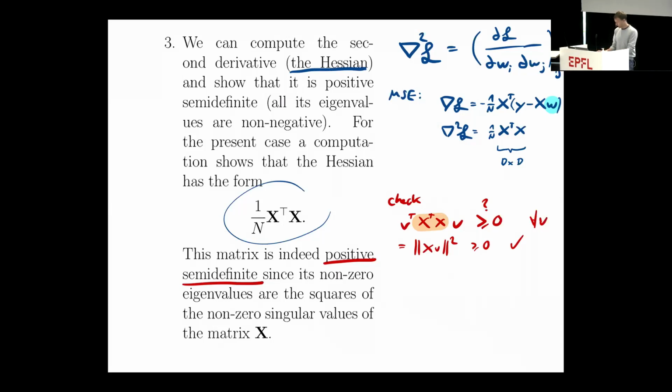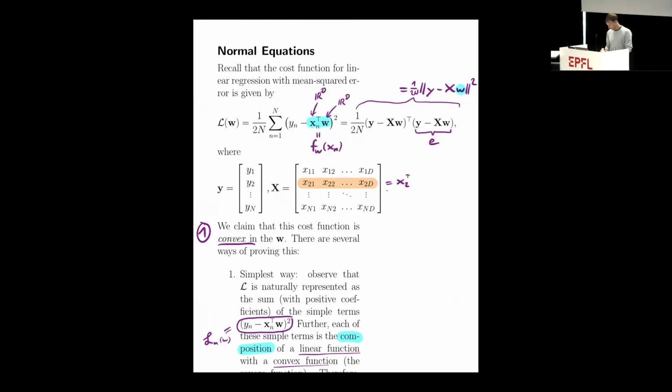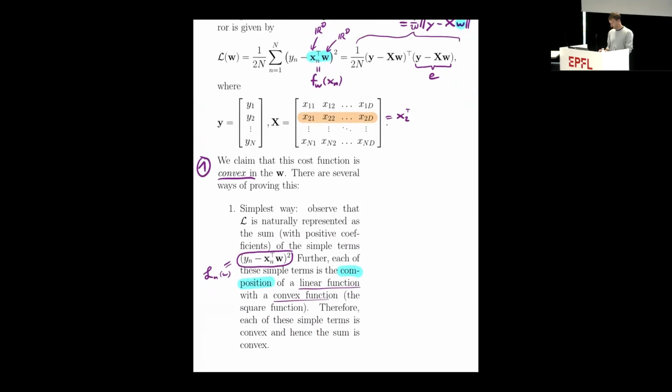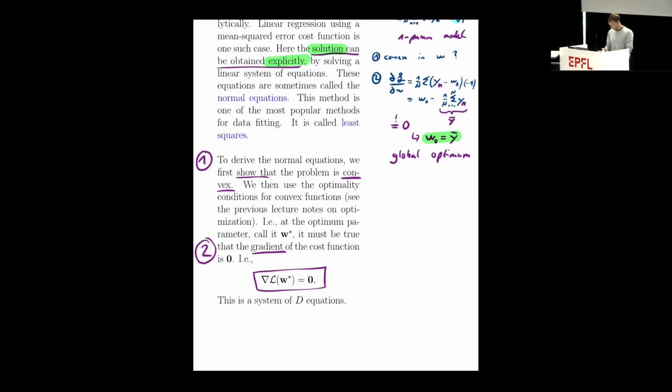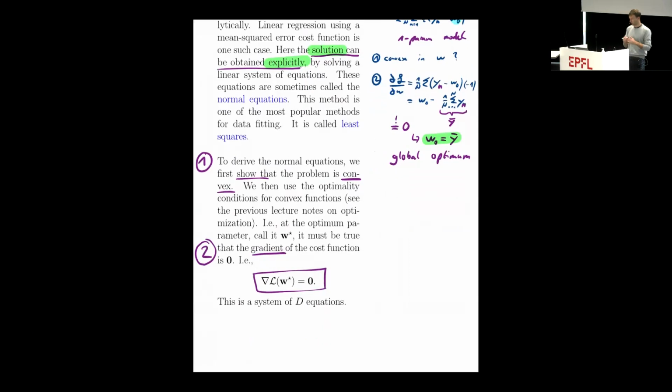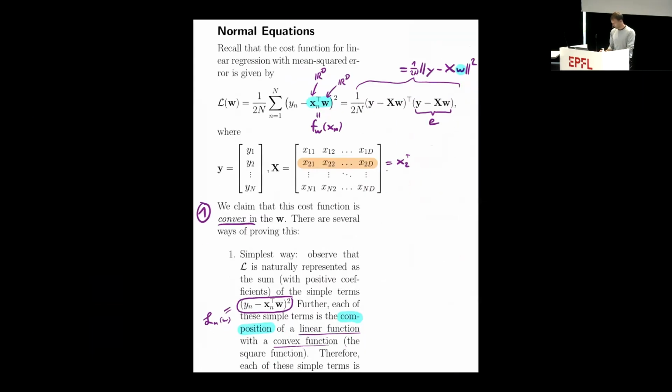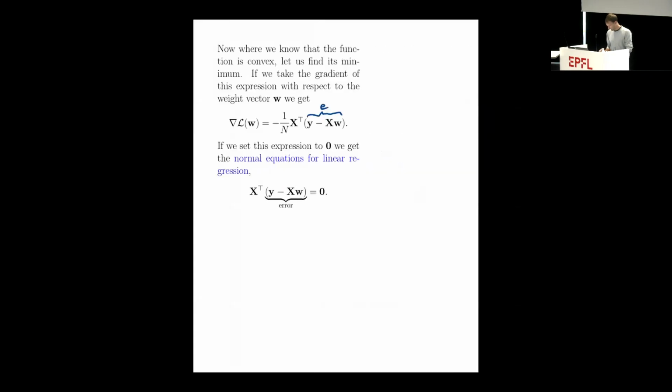Great, so we have done half the work. In our program, we said we have to do two things: check if it's convex, and then set the gradient to 0 and solve for w. So now we go to point 2, and we already know what the gradient is because we needed it along the way. So now let's set the gradient to 0, and that's this second thing on our to-do list.